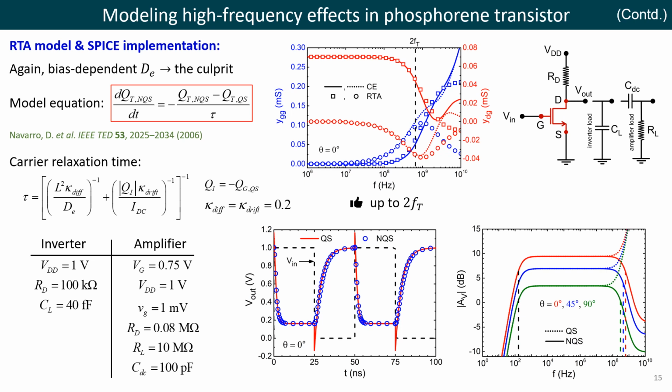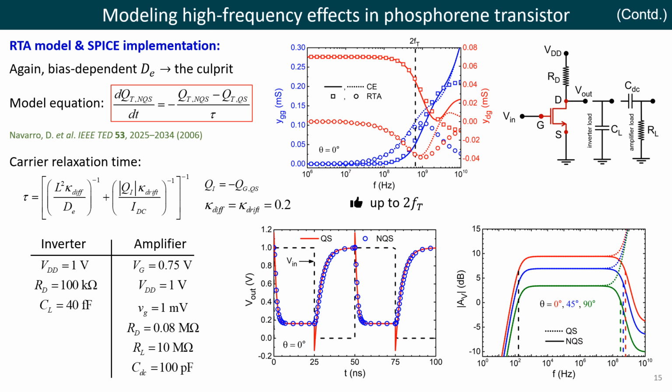We also perform the analog and digital circuit simulations in this case to indicate the superiority of the NQS model as compared to the quasi-static model. This is the transient response which is shown here for a resistive load logic inverter. One can see that there are unphysical spikes, overshoots and undershoots as predicted by the quasi-static model, which is mostly eliminated by the non-quasi-static model.